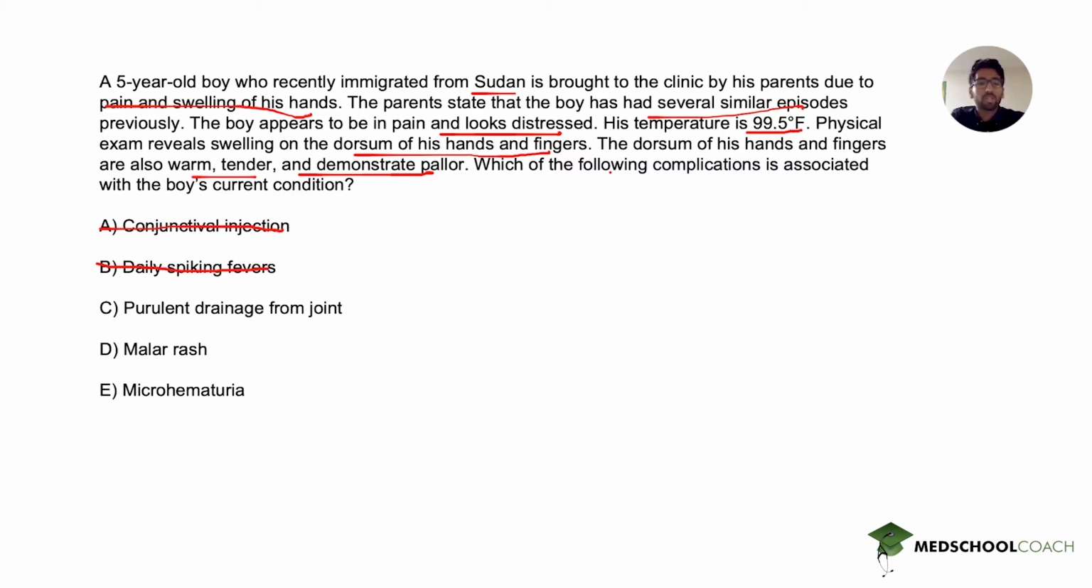Now, C, purulent drainage from the joint, would be going after a septic arthritis. So again, while we have some of those symptoms, such as the warm and tender joint, it lacks some of the hallmark symptoms that we're really looking for to diagnose septic arthritis. For instance, fever would typically be a very big clue that there's an infectious etiology for his joint pain. However, in this case, we don't see that. And furthermore, with the similar episodes occurring previously and this recurrent picture that we're seeing, it's highly unlikely to be purulent drainage. And again, that doesn't fit the picture of the pallor that's demonstrated in this vignette.